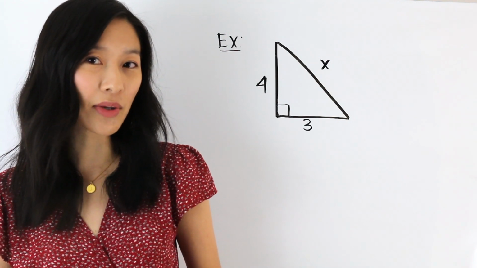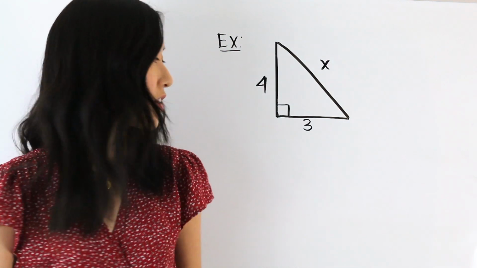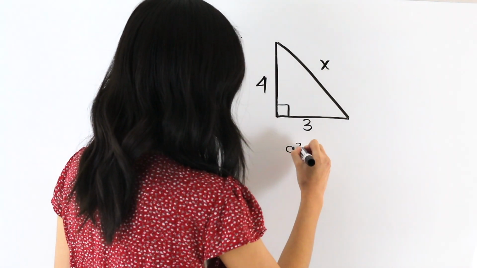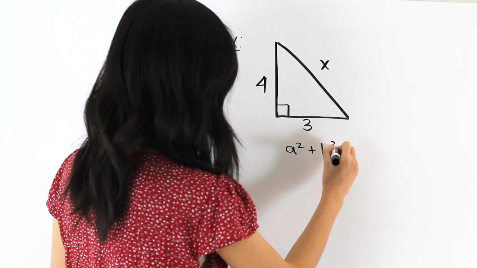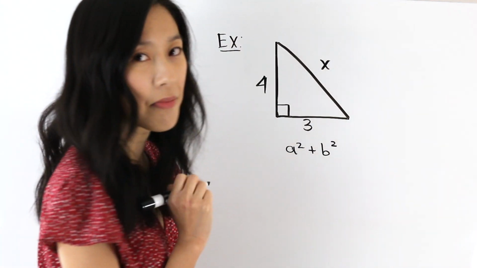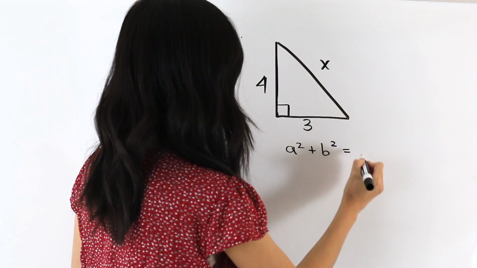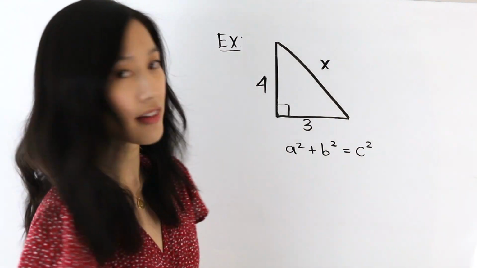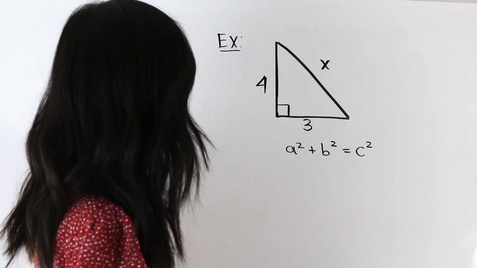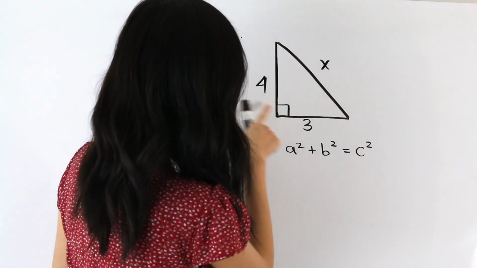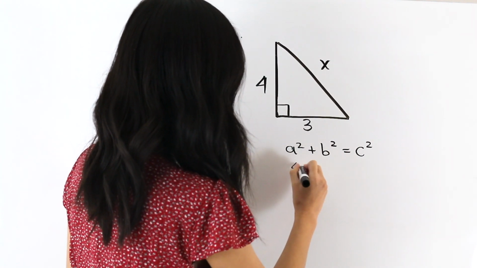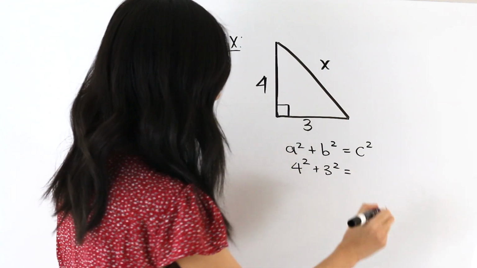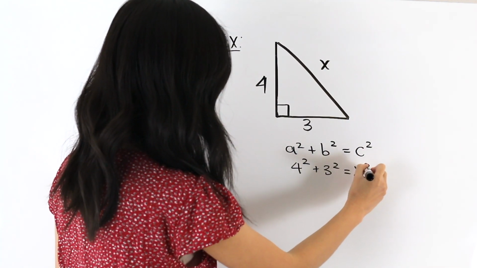So let's recall what the Pythagorean theorem tells us. So Pythagorean theorem tells us that if we take the square of the two legs of a right triangle and we add them up, it is equal to the square of our hypotenuse. So let's plug in our numbers and see what we end up with. So first let's add the squares of our two legs. So that gives us 4 squared plus 3 squared. And let's set that equal to the square of our hypotenuse, which is x squared.